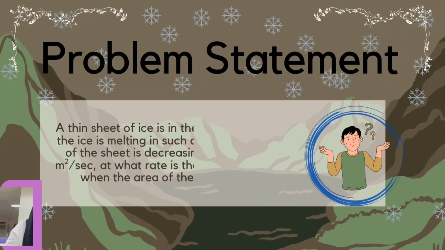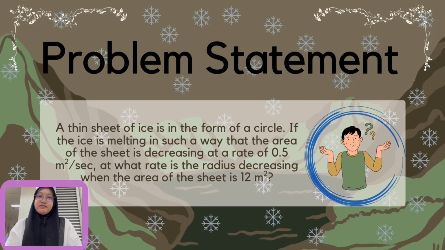A thin sheet of ice is in the form of a circle. If the ice is melting in such a way that the area of the sheet is decreasing at a rate of 0.5 meters square per second, at what rate is the radius decreasing when the area of the sheet is 12 meters square? In this statement, we can first of all find out what it requires from us.